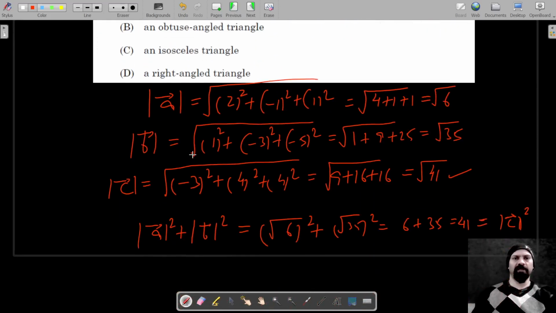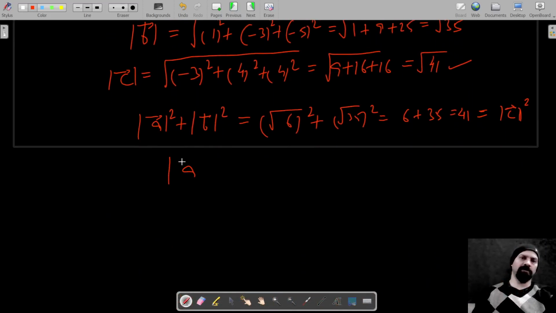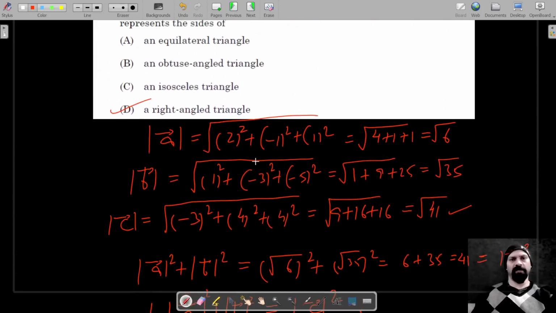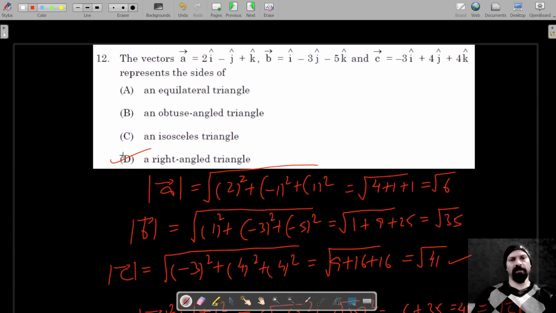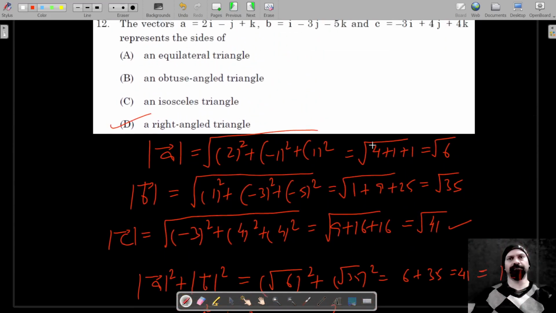So that means these are the sides of a right angle triangle, because the sum of the squares of the two sides is equal to the square of the largest side, which is the Pythagoras theorem, and this happens only in a right angle triangle. So D is the correct option for this one.